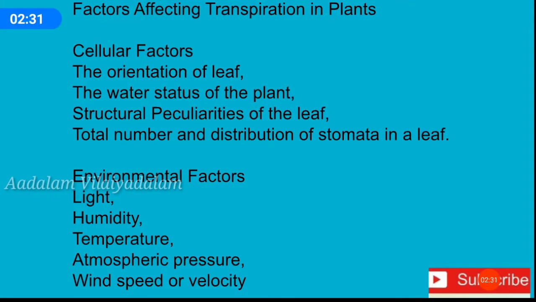Next, what are the factors affecting transpiration in plants? Different factors affect the rate of transpiration. They are cellular factors and environmental factors. The cellular factors affecting the rate of transpiration are the orientation of the leaf, the water status of the plant, structural peculiarities of the leaf, and the total number and distribution of stomata in a leaf. Then environmental factors are light, humidity, temperature, atmospheric pressure, wind speed, etc.